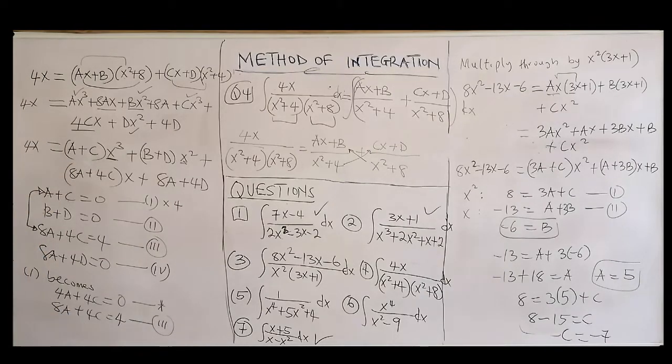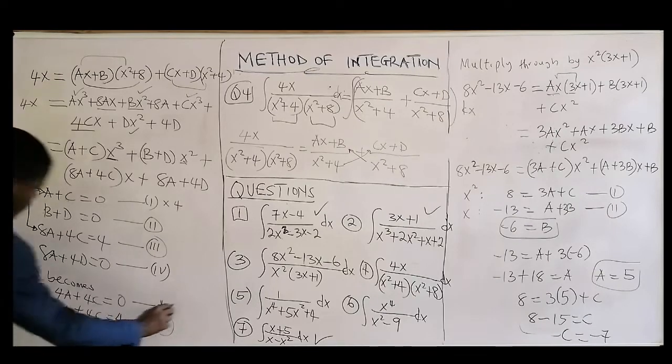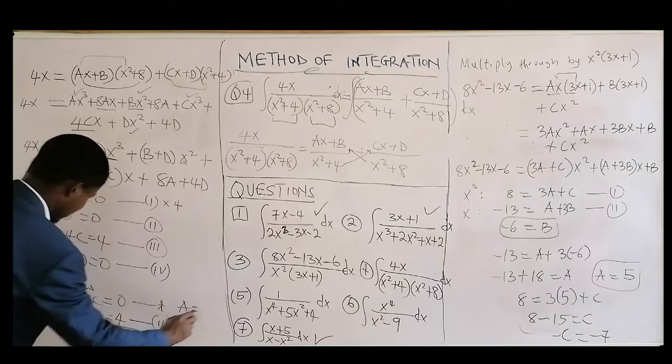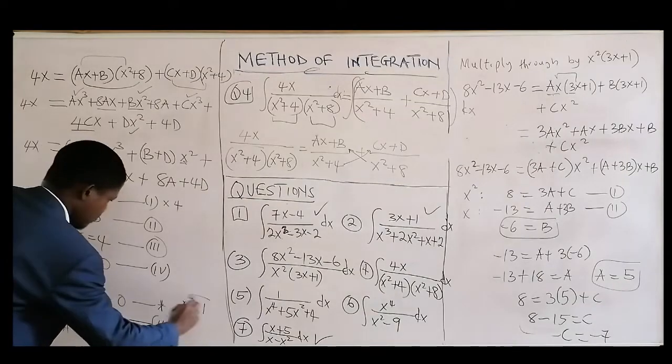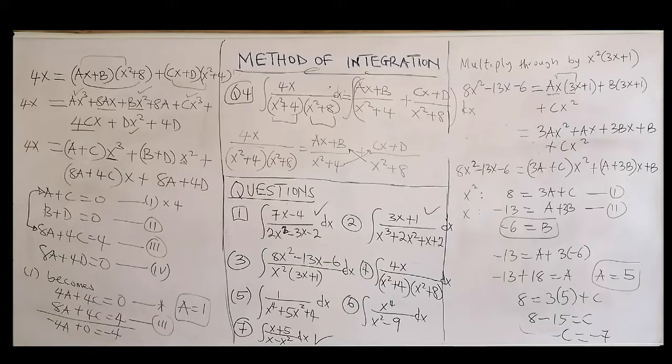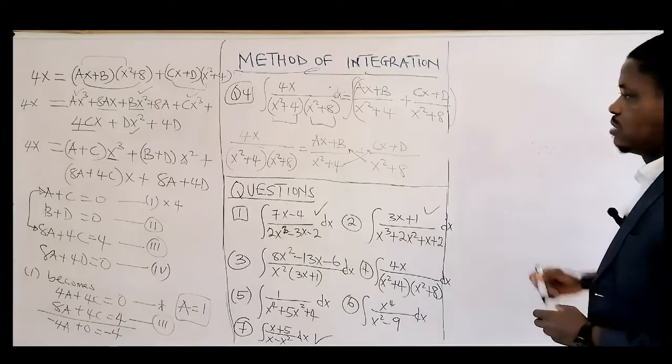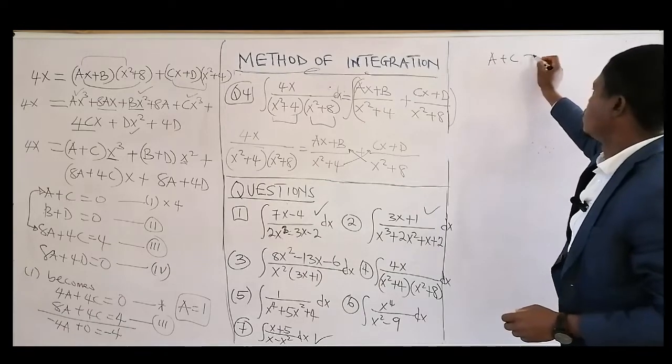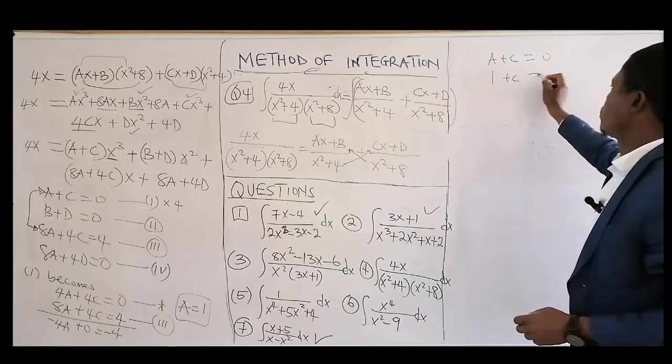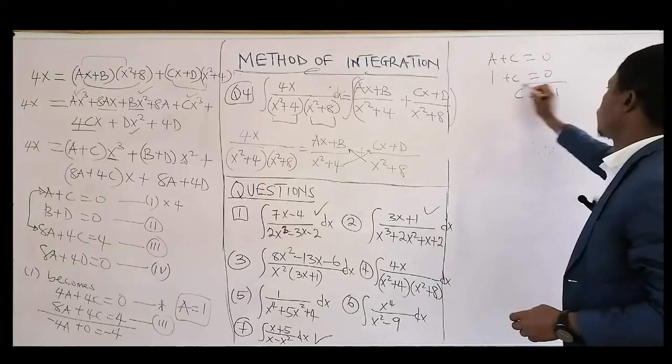Can we subtract the two together? This one minus this one is minus 4a. This one minus this one, that's 0 plus 0. And this one minus this one is minus 4. So a is what? A is 1. So if a is 1, we can go back to equation 1: a plus c equal to 0. A is 1, plus c equal to 0. So c is what? Minus 1.